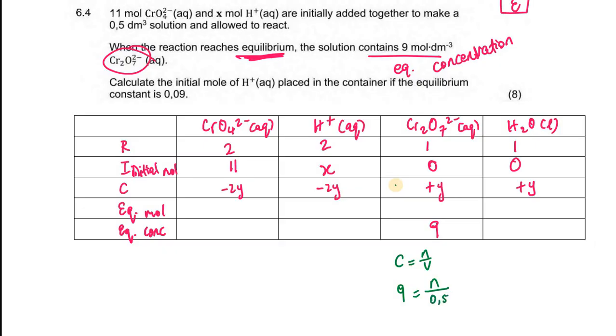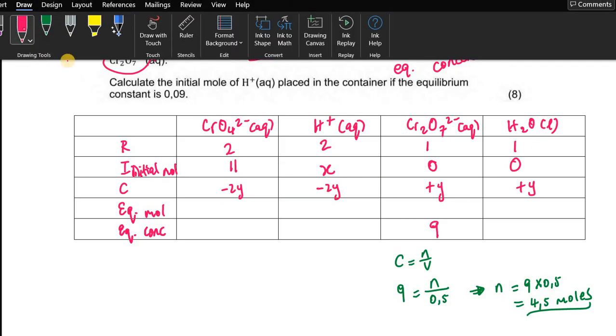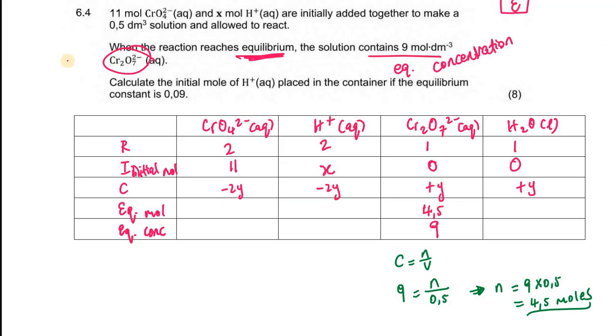And please check out, sometimes they might give you centimeter cubed there. You must divide it by 1,000. So therefore the number of moles of that Cr2O7 2 minus is gonna be 9 times 0.5, which I believe is going to be 4.5 moles. Now since we have 4.5 moles, where do we write that? We write it here. We say 4.5 moles. These were the equilibrium moles. This is the equilibrium concentration, this is the equilibrium moles.